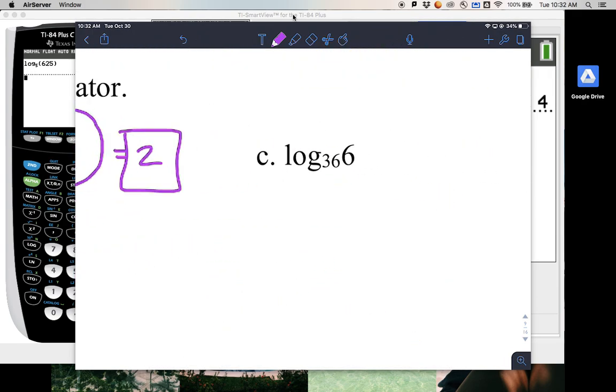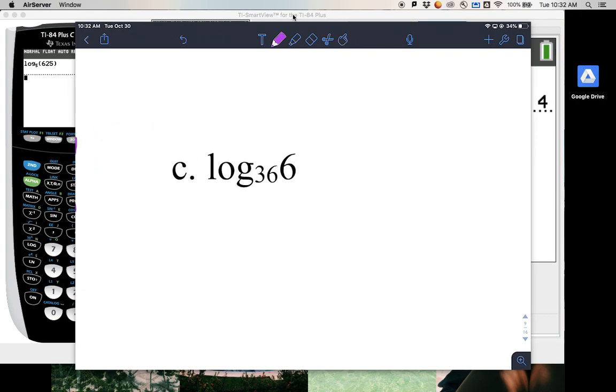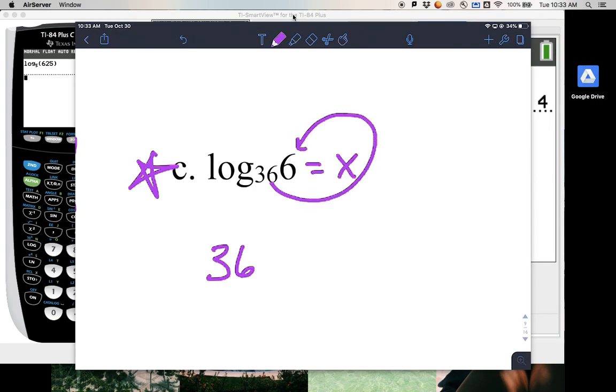Okay. Now sometimes you'll get these examples right here. This one's going to be a little bit tricky, so I put a star next to it. This one is saying 36 raised to x equals 6. Now something like this, you're basically asking yourself, what do I need to raise 36 to get 6, a smaller number?